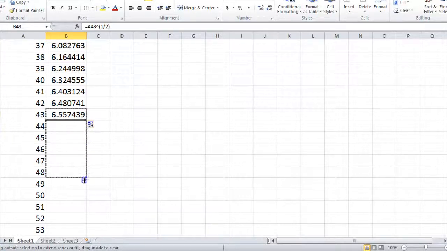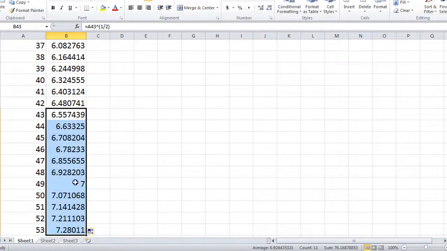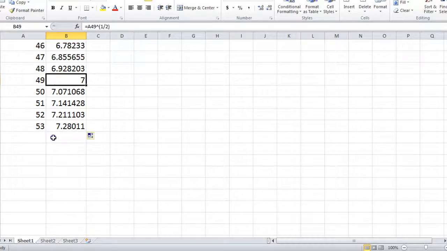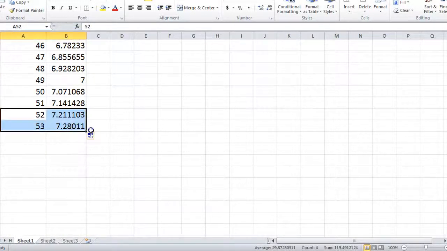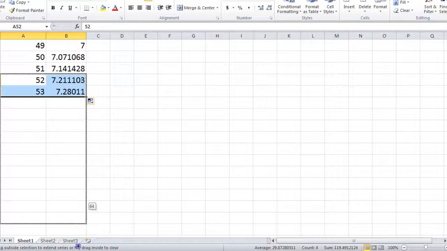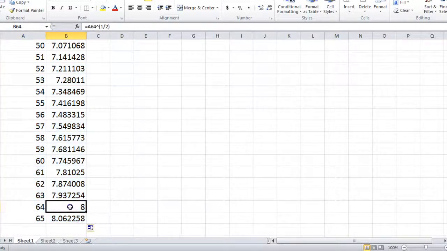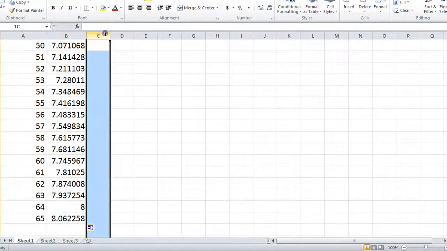If you predict it here, then this one should be a whole number. This one's 7, right? The next whole number should be if we get to 64 here. Continue this down. 64, 8. To the power of a half is the square root of a number.